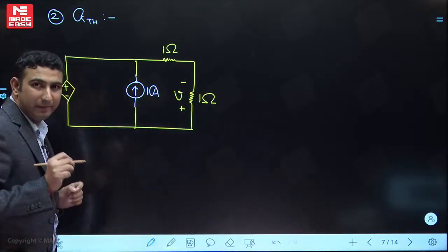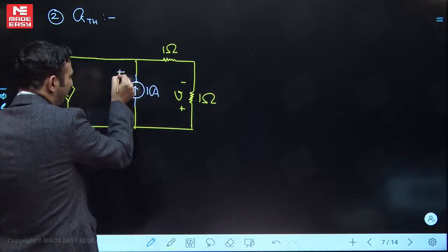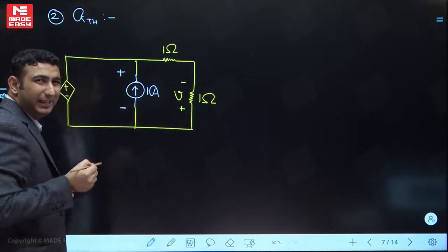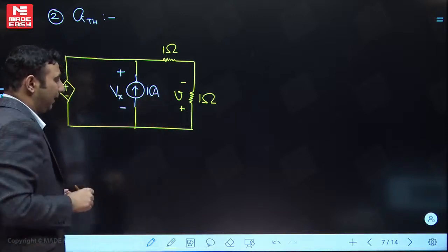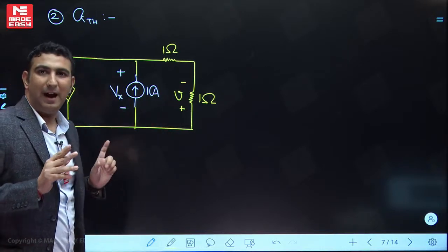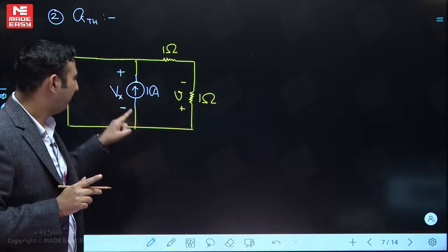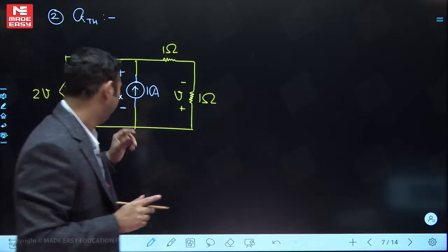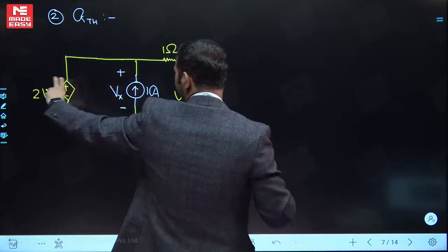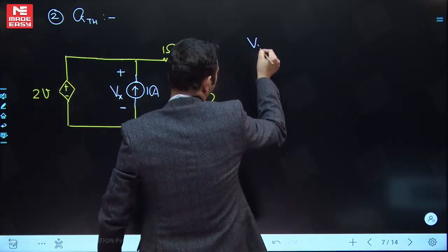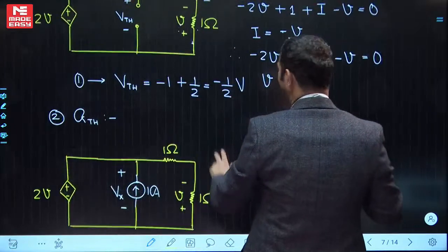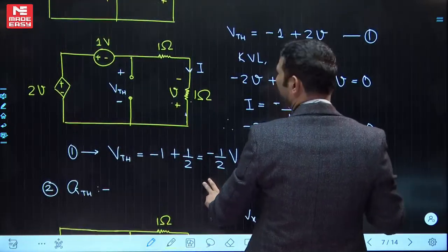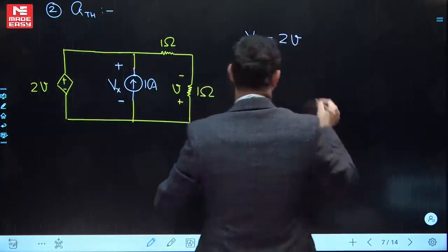Now, you want the Thevenin resistance. It means you need to find the voltage across this one. Let's say the voltage is Vx. So Vx by 1 will be RTH. Now my task is to calculate the value of Vx. Fine. The first equation that you can straightforwardly see from here is Vx equal to 2V. I don't know how many equations we have written, only one we have taken. Okay, equation number 2.